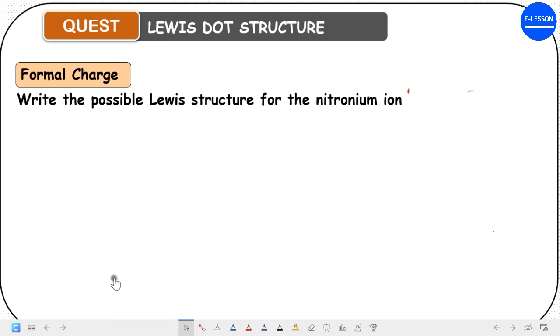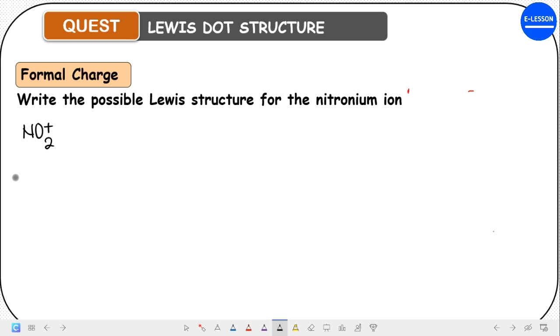So let's look at the first thing we have here. Write the possible Lewis structure of the nitronium ion. The first thing that you are going to do in this case is to write the formula of the nitronium ion. I didn't write the formula for you because I want you to get acquainted with these positive ions and negative ions, so that when you see a question like this, you won't say the structures were not given, and you'll be able to prepare a solution. Are you getting that? So the nitronium ion is NO2 plus.